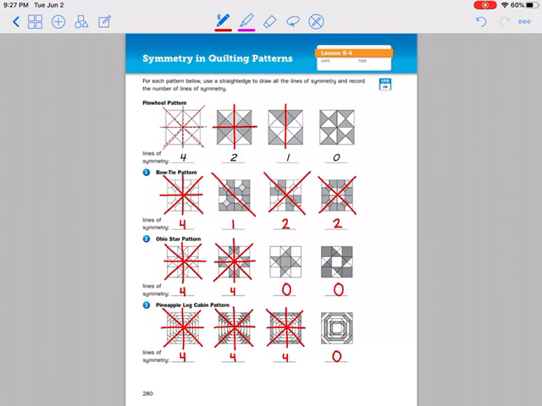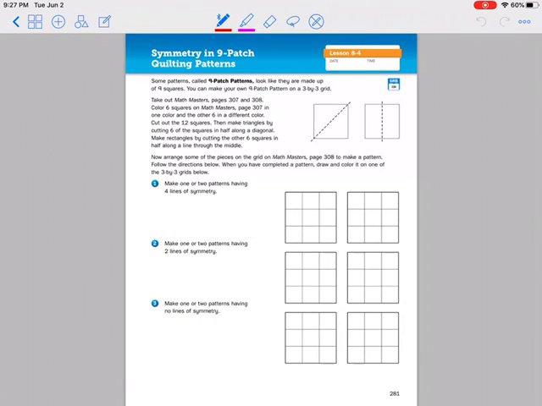Okay, so that's it for this journal page. If you look at the next journal page, you guys are creating your own patterns and making sure they have certain lines of symmetry. So I'm going to let you guys do that. It would be hard for me to do it with you because everybody's is different. So I'm going to do the next set of journal pages, which is going over multi-step number stories.